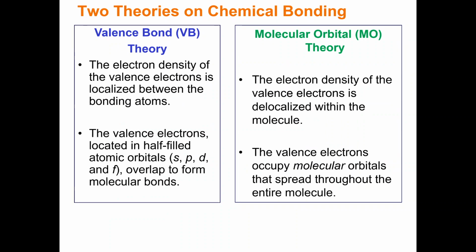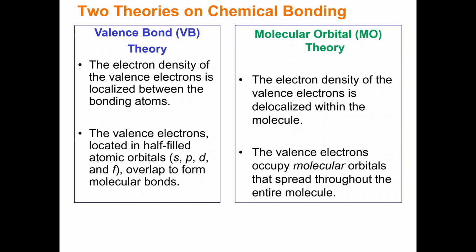So we have two theories here: valence bond theory and molecular orbital theory. Valence bond is abbreviated VB. Molecular orbital theory is abbreviated MO. If you get into inorganic chemistry, you're going to look a lot at molecular orbital theory. Valence bond theory says the electron density of the valence electrons is localized between the bonding atoms. The valence electrons located in half-filled atomic orbitals overlap to form molecular bonds. So this is talking about the overlapping of valence electrons to form bonds, kind of the opposite of VSEPR, where we're talking about the repulsion of electrons. Here we're talking about half-filled orbitals overlapping to form the bonds, so single, double, all that kind of stuff.